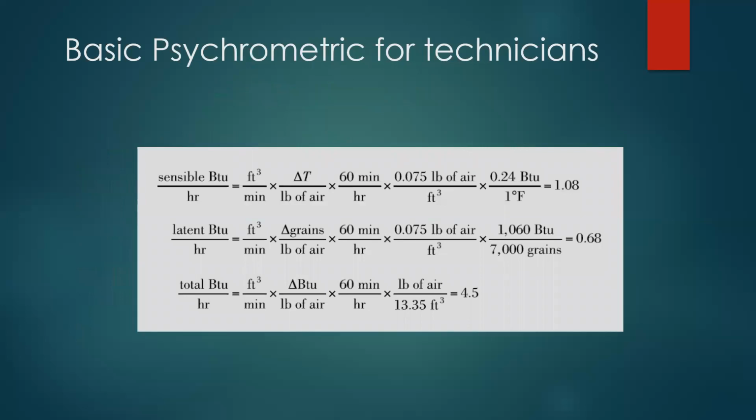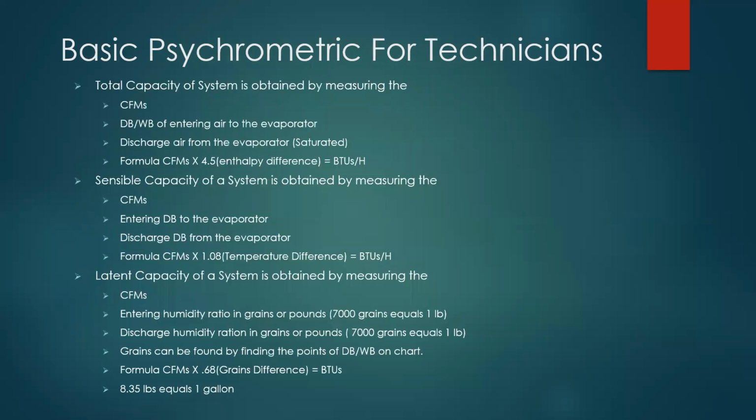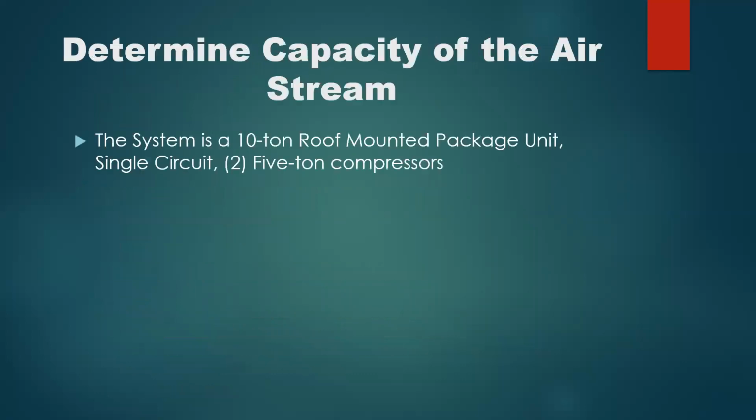Again, the basic psychrometrics. I will again be working with just strictly the total, which is the 4.5. I hope to produce other videos to use examples of the other psychrometric calculations. And again, these videos are more directed towards technicians and people in the field, but they help everybody. Again, this explains it more in detail. And we're using the top one, the total capacity of a system. Determining the capacity of the airstream.